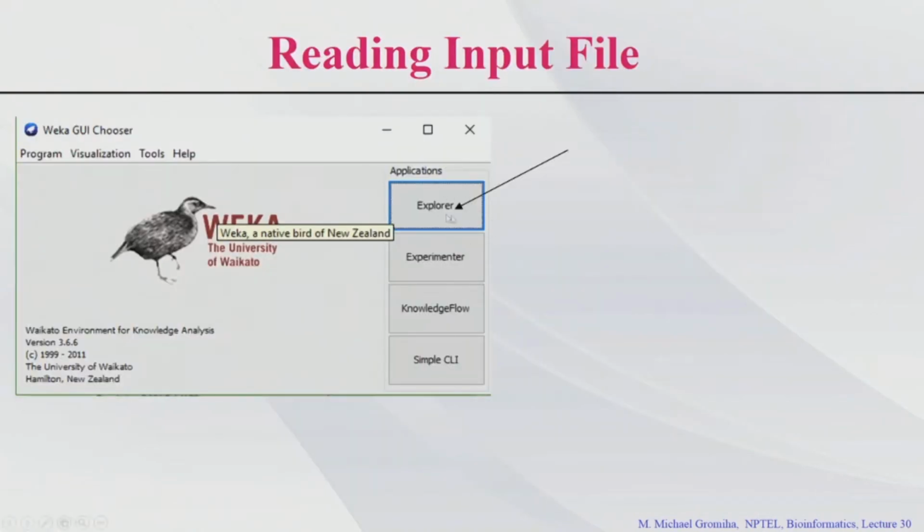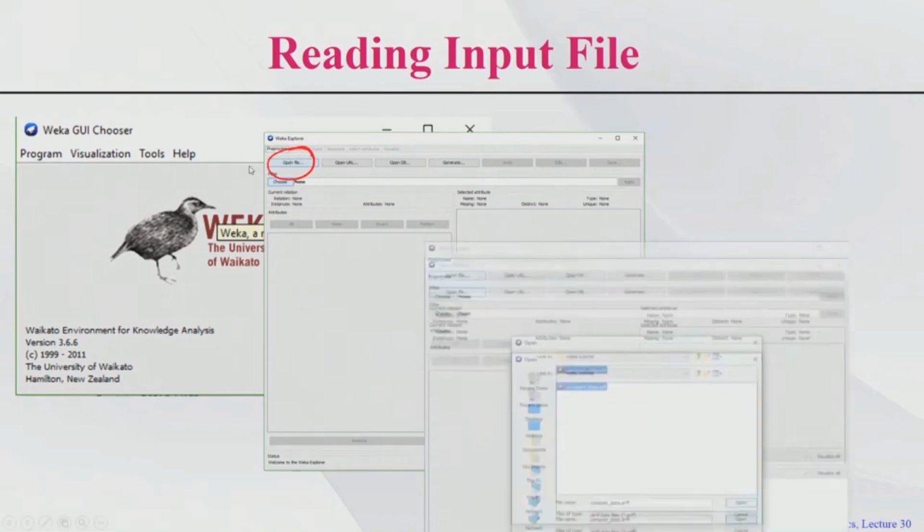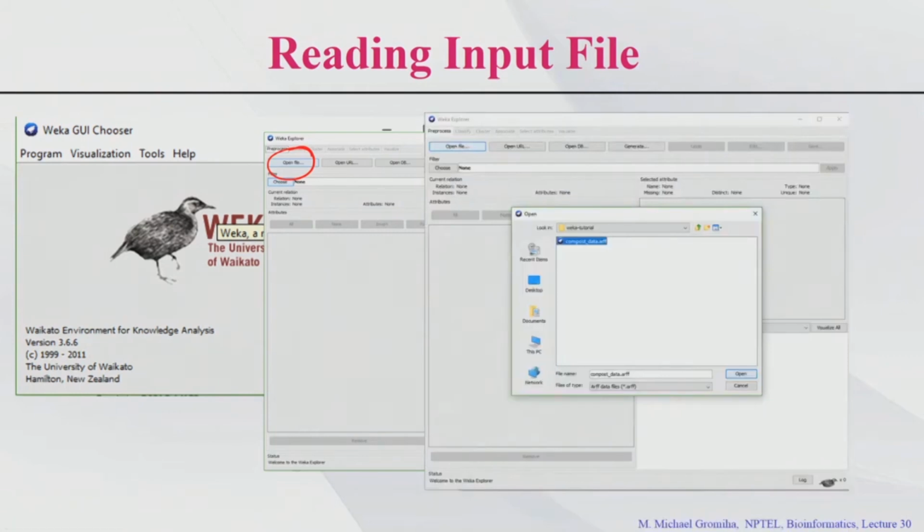So, now what to do? If you click the Explorer, this will open a window with various options. First we need to pre-process the data, that means we need to input the data. So, we have to open the file. If we click on open file, this will ask where we need to get the data. So, this is your computer, then this is the location of this file, which is in ARFF format.